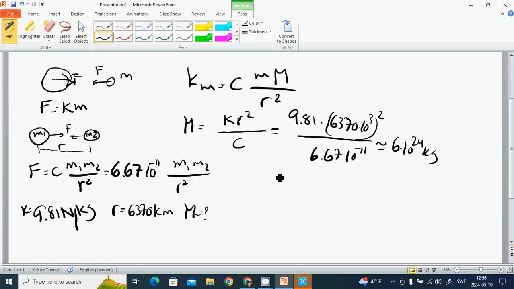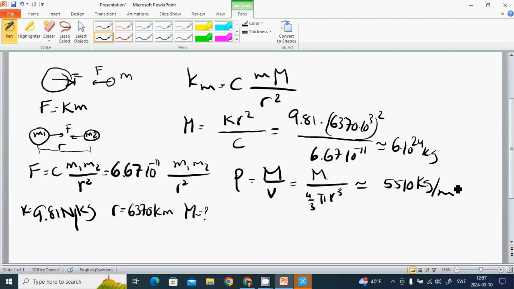To find the density of the Earth, we know that rho equals M divided by V, and it is big M, not little m. It is M divided by four thirds pi R cubed, which is the volume of the sphere, the volume of Earth. We put the values, and it is about 5.51 times 10 cubed kilograms per cubic meter. That is the density of the Earth.